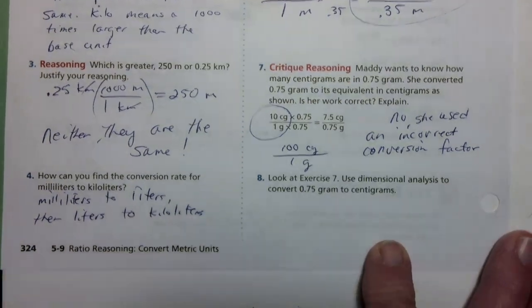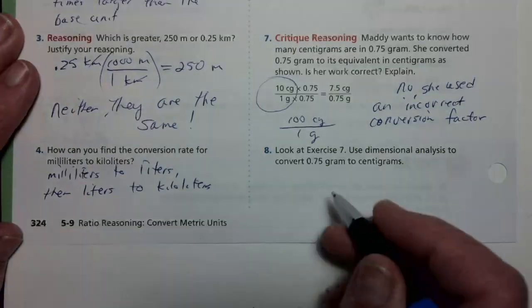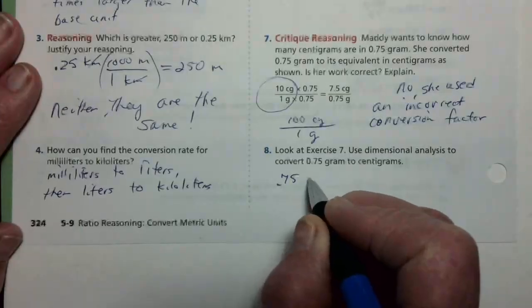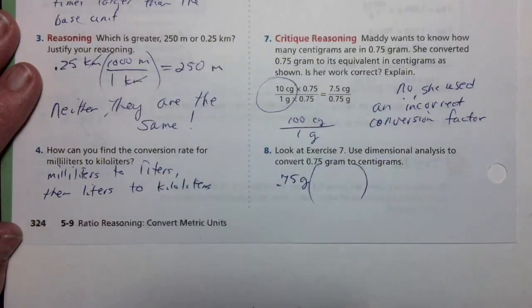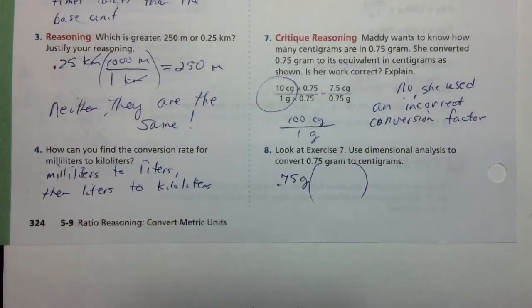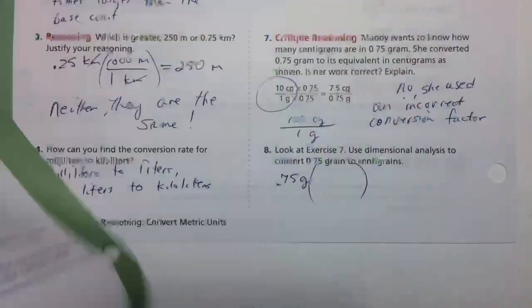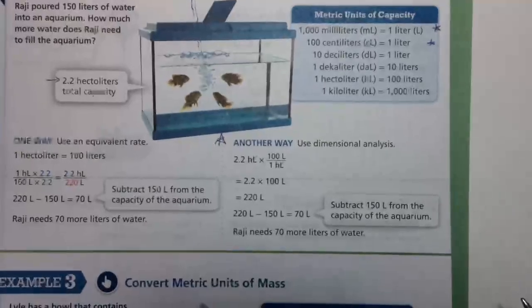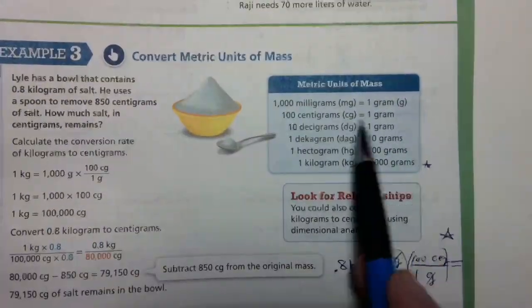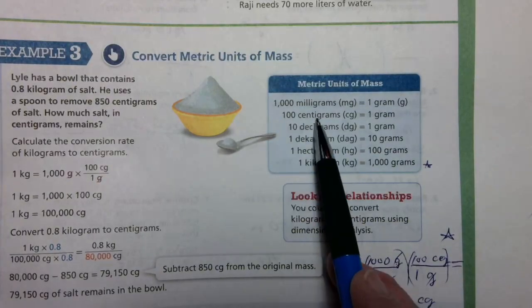All right, let's look at number 8. Dimensional analysis. Yay! My way. 0.75 grams. We want to change that to centigrams. So I need to know the fact from grams to centigrams. Well, let's go find it. Centigrams to grams. Remember, centi means 100. These are little. So if there's 100 of these in one of those.